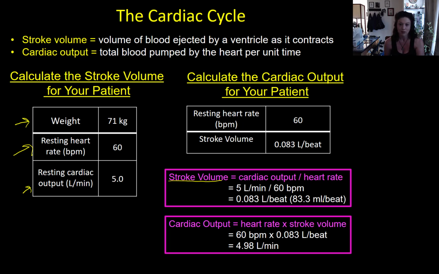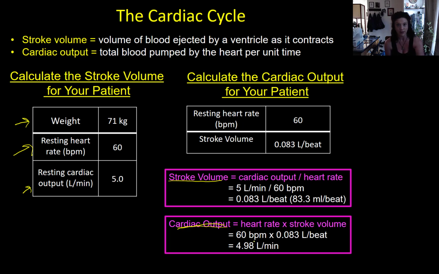Okay? Now let's say you've already got your stroke volume for your patient. You have this measured, but you want to calculate their cardiac output. We want to do the opposite. You're still going to need their resting heart rate, and you're just going to reorganize this equation. Cardiac output is going to be your heart rate multiplied by your stroke volume. So 60 beats per minute times the stroke volume we just calculated, 0.083 liters per beat. That's going to give you an overall cardiac output of 4.98 liters per minute.